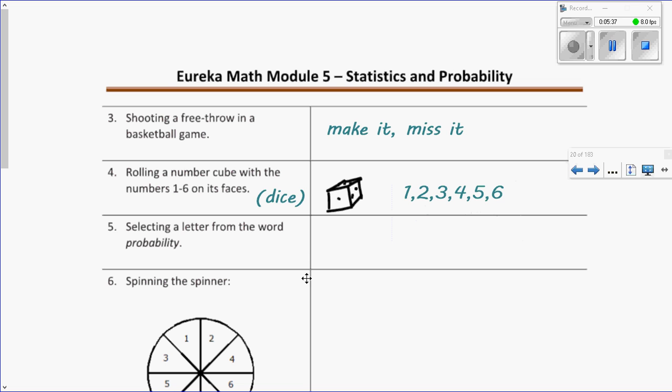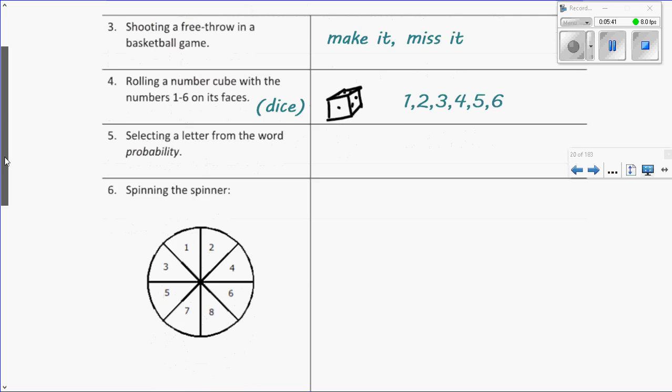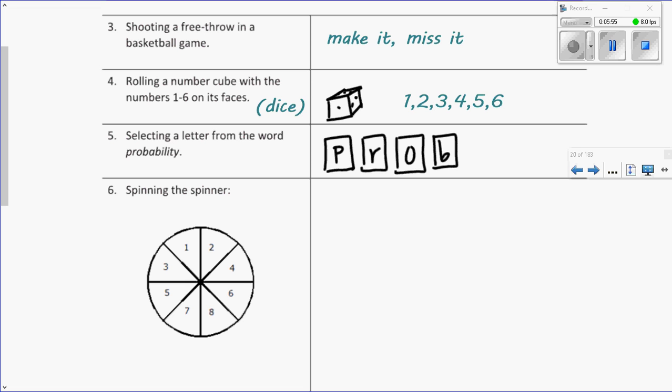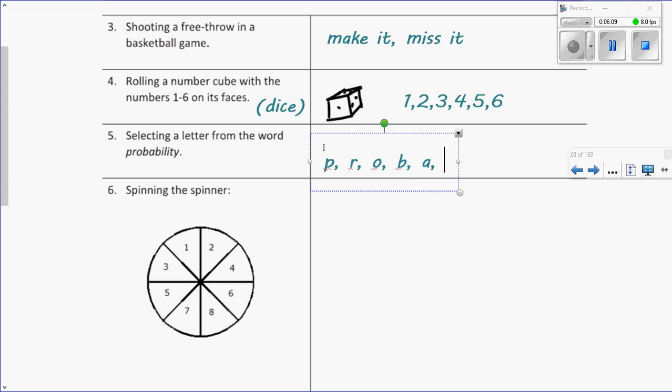Okay, number 5, selecting a letter from the word probability. Now this one is kind of interesting because what it's saying is, if you could imagine taking the letters of probability, like P, R, O, and putting them all in a bag and then drawing them out. So it's saying what are all the possible letters that you could draw out. Okay, so you could draw out a P, you could take out an R, you could take out an O, you could take out a B, you could take out an A, but guess what does not come next?